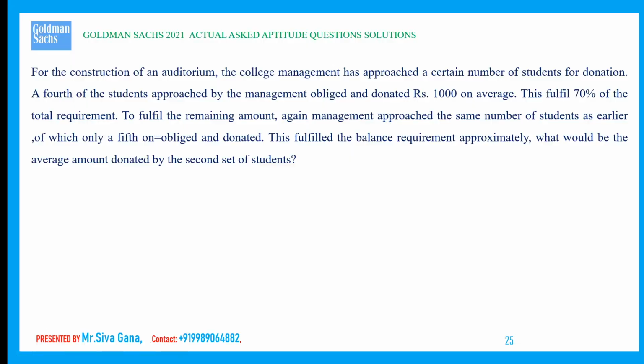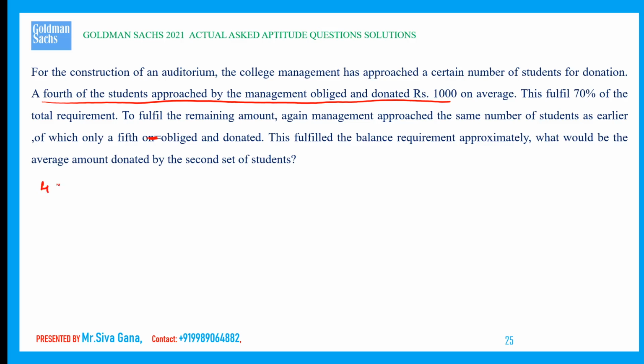For the construction of an auditorium, the college management has approached a certain number of students for donation. 1/4 of the students approached by the management obliged to donate 1,000 on average. This fulfilled 70% of the total requirement. To fulfill the remaining 30%, management again approached the same number of students as earlier, of which only 1/5 obliged and donated. This fulfilled the balance. What is the average amount donated by the second set of students?